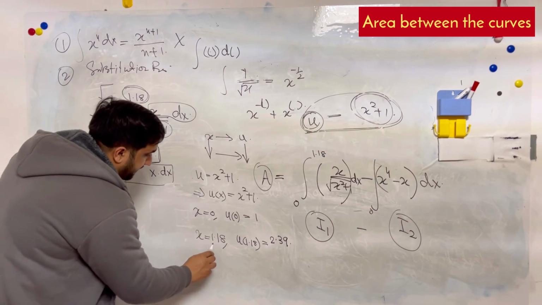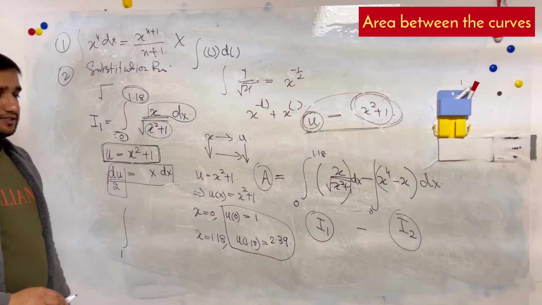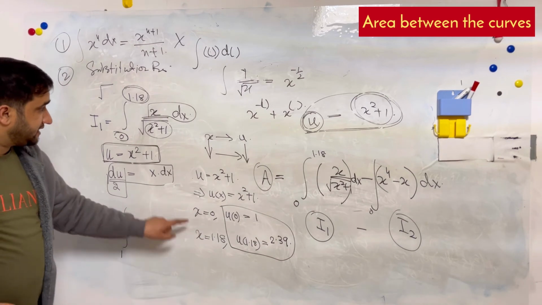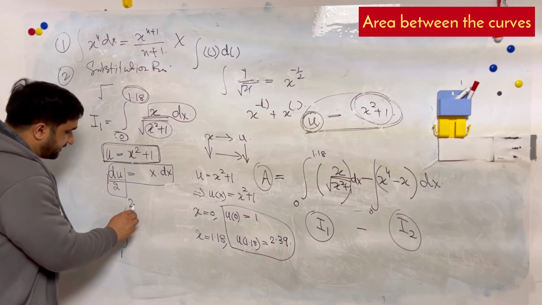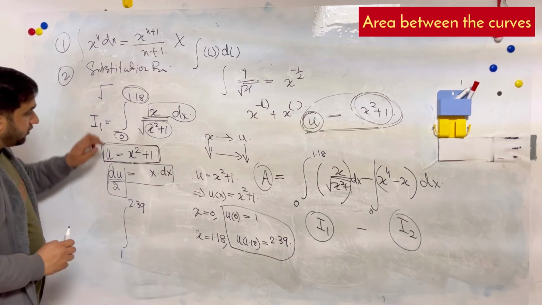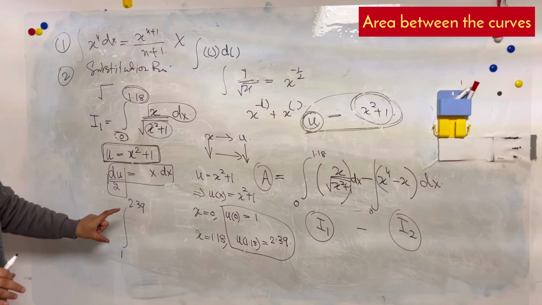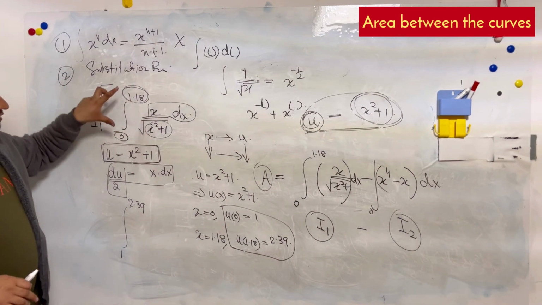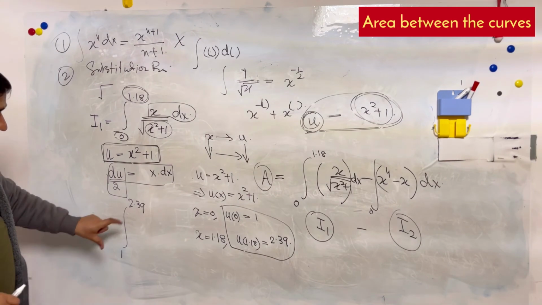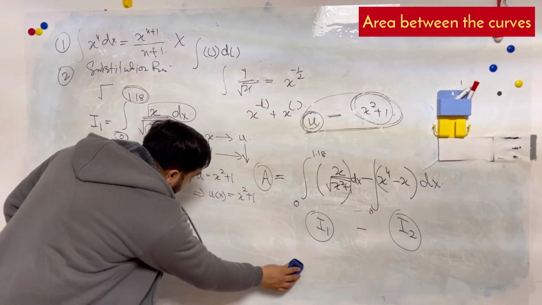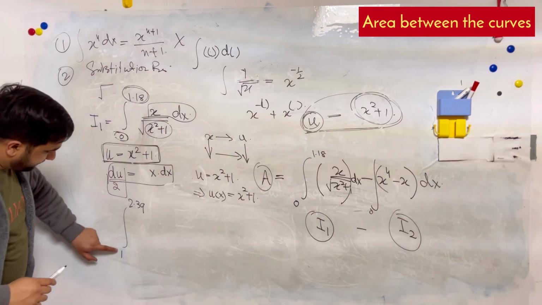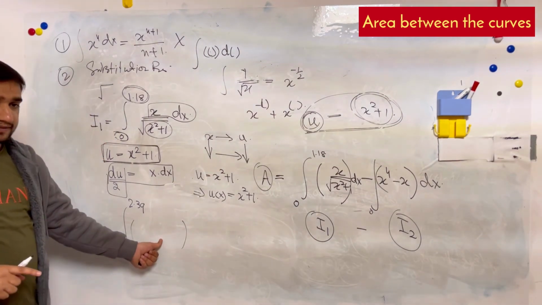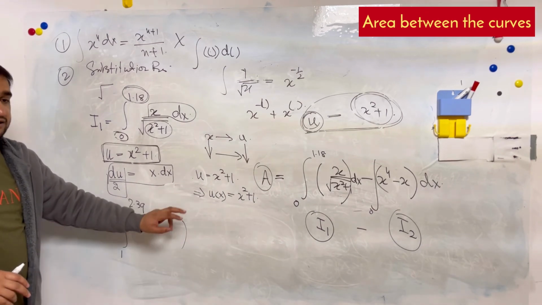So the new limit points are these. First limit point: when x was 0, the corresponding u at 0 is 1. When x is 1.18, the corresponding value of u is 2.39. Okay, I got the limit points. Now these two and these two have the same meaning, but these two numbers are for u and these two numbers are for x. When you talk in terms of x, you talk about these two numbers. When you talk in terms of u, you talk about these two numbers. Now, since I have changed the limits, I am not allowed to involve x anywhere here. I will have to write everything in terms of u.